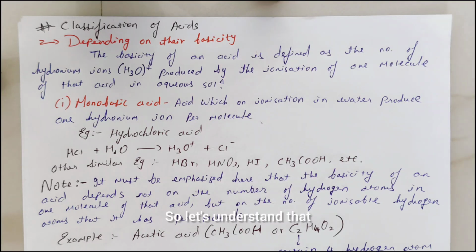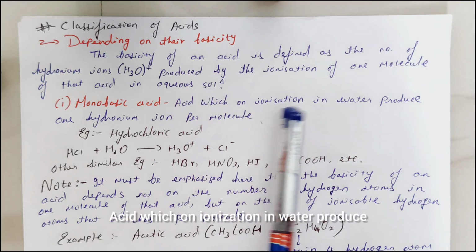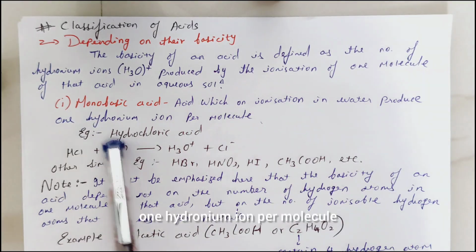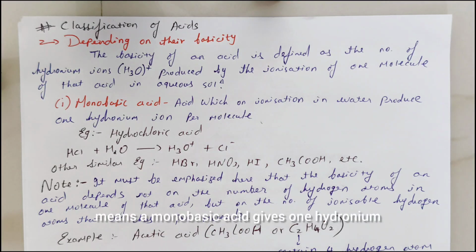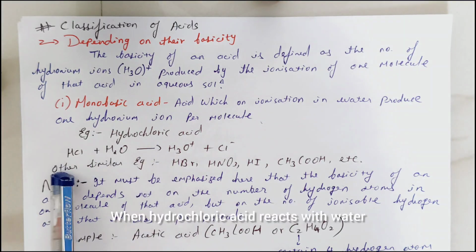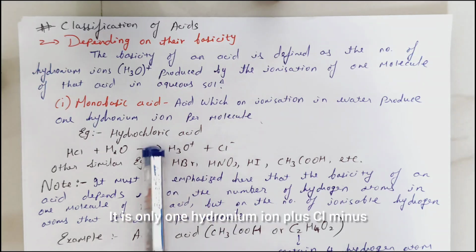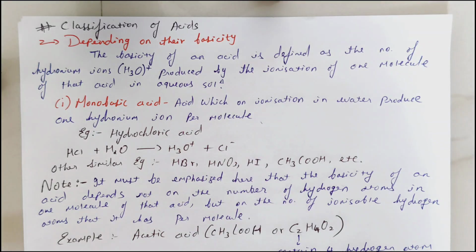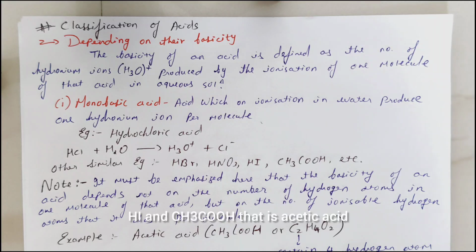So let's understand that. First is monobasic. An acid which on ionization in water produces one hydronium ion per molecule. A monobasic acid gives one hydronium ion from each of its molecules. Example, hydrochloric acid. When hydrochloric acid reacts with water, it will give only one hydronium ion plus Cl minus. Other similar examples are HBr, HNO3, HI and CH3COOH, that is acetic acid.